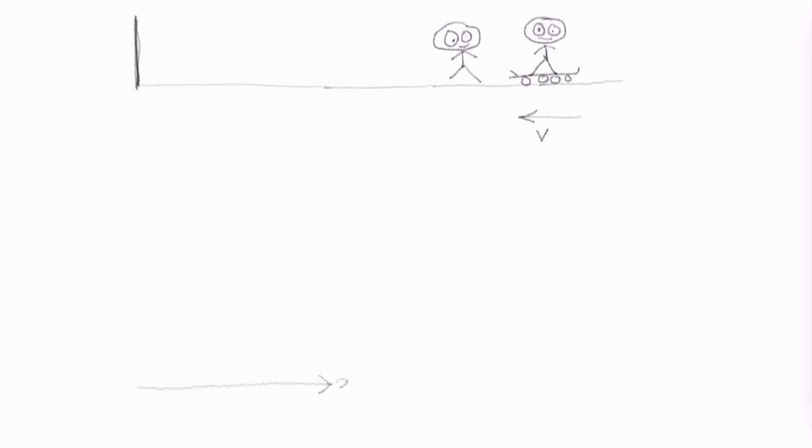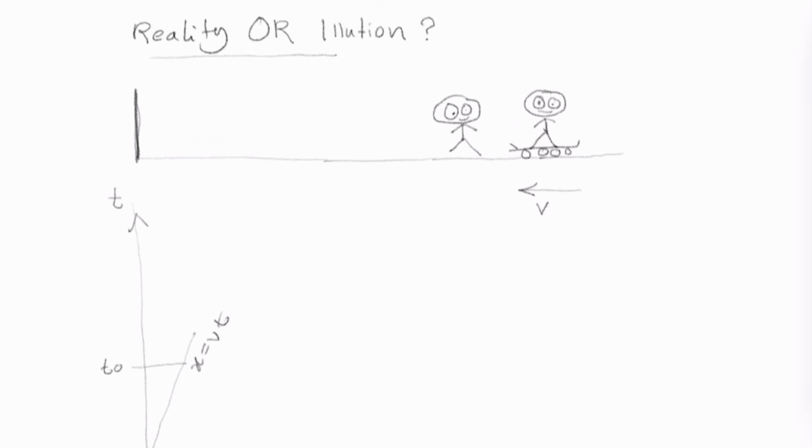This is your reference frame, x and t. This is me, x equals vt. When your clock reads t naught, I am going to hit against the wall. I hit in a totally elastic manner, and now I am moving towards you at the same velocity v. The question is, when I reach home, what is my age?